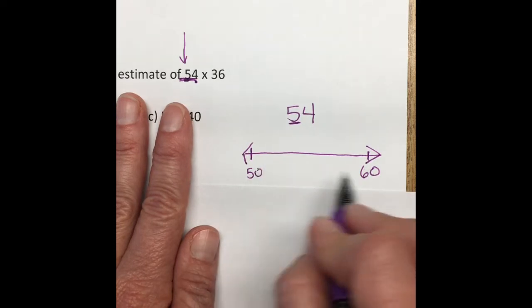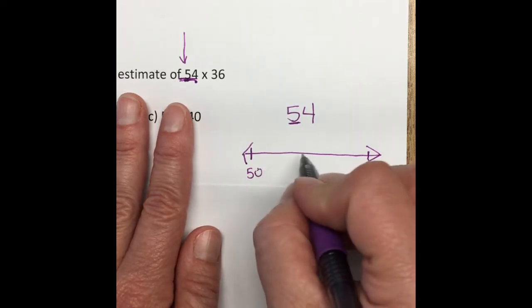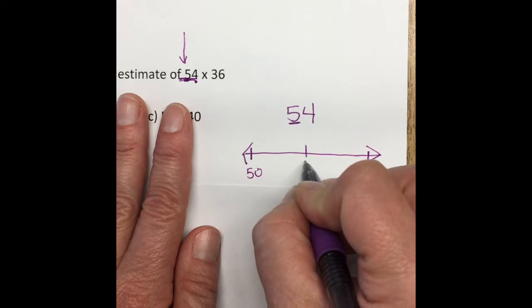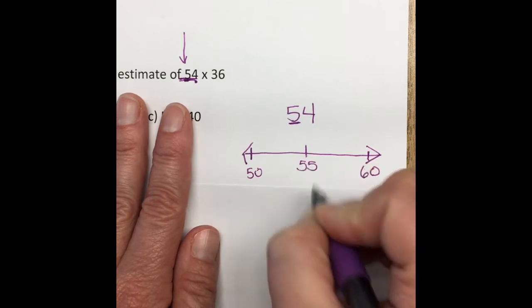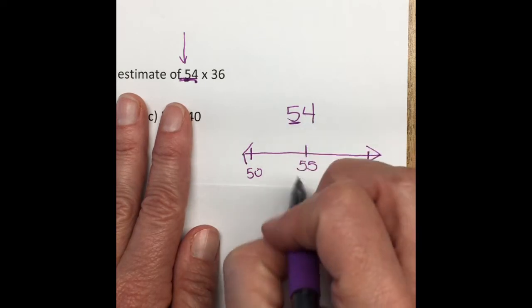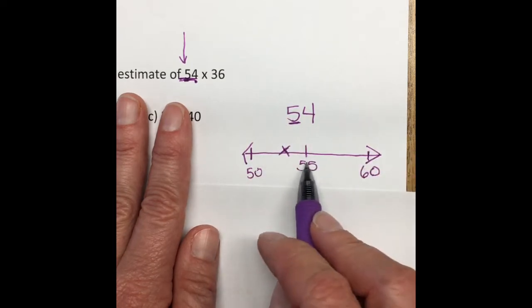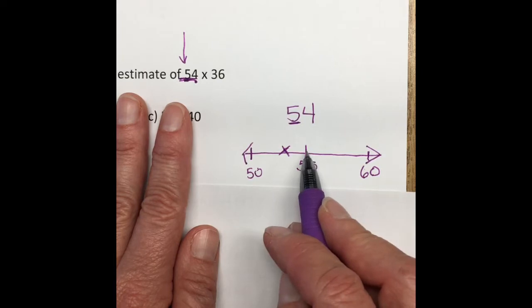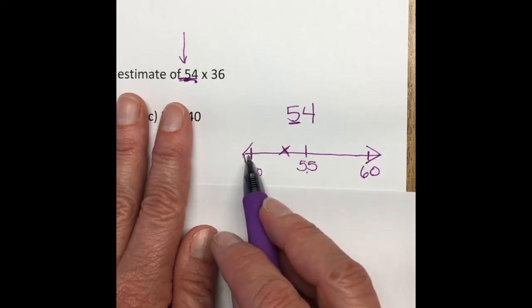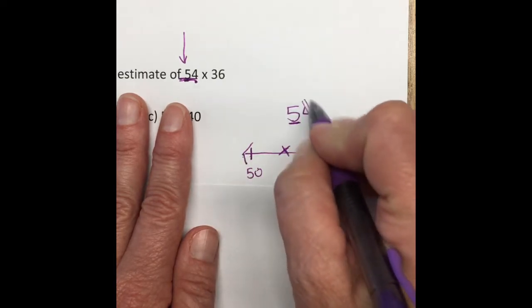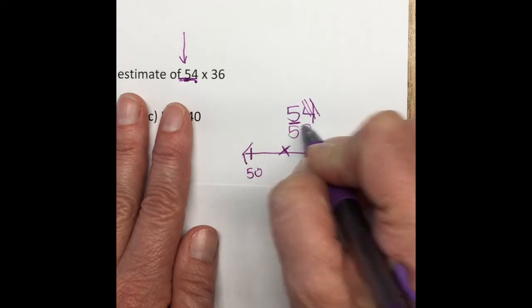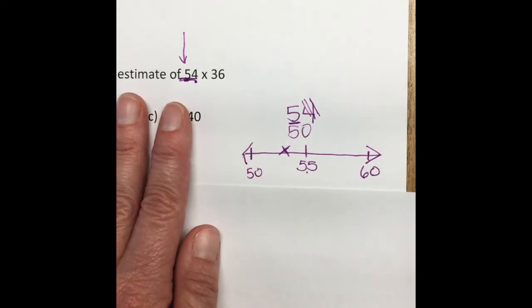You can always ask yourself, or start to visualize this in your head, what's right in between 50 and 60? Well, 55. And if we had to plot 54, it would be right about here. So is it past the halfway mark? Heck no. Therefore, it stays on the floor at 50. Everything else zeroes out, which means this rounds down to 50.